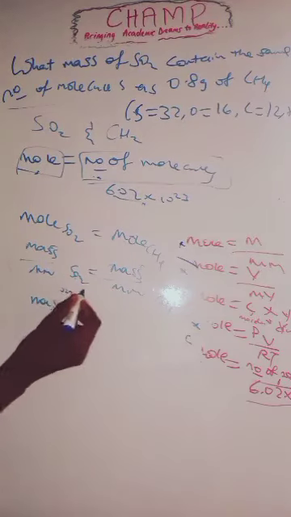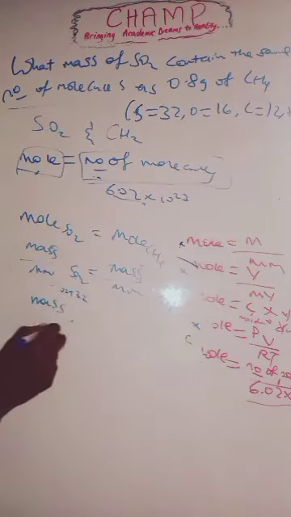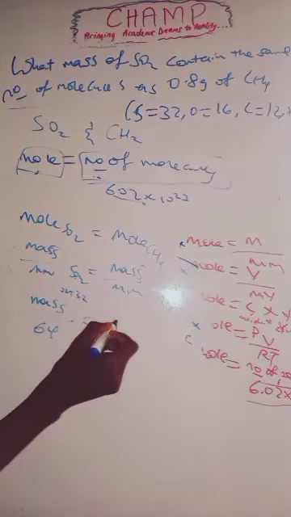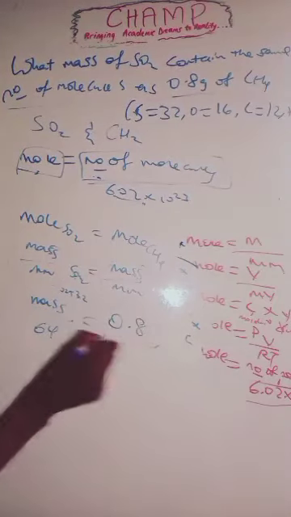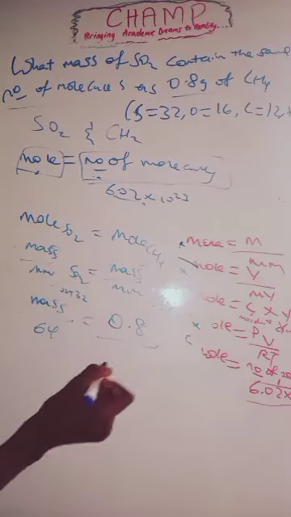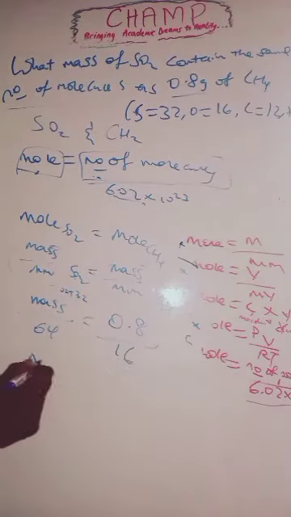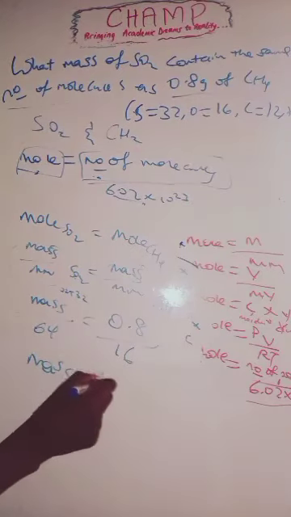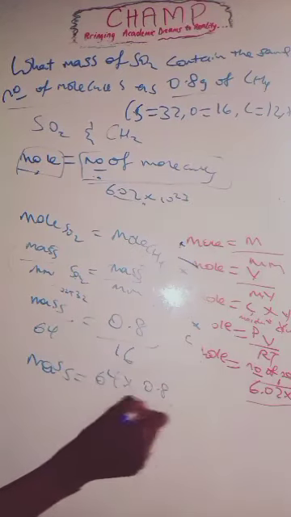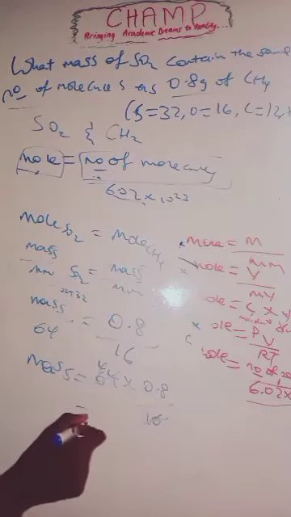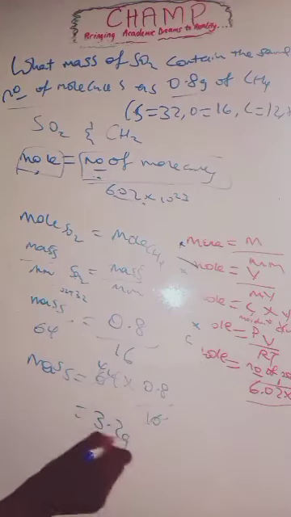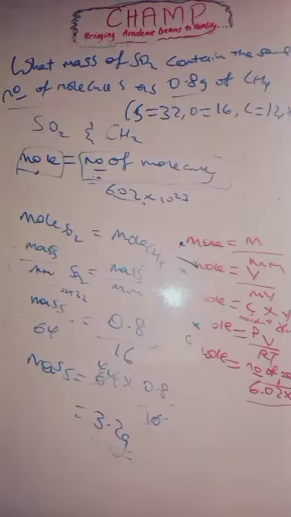Oxygen is what? 16 times 2 is 32. That's 32 over 64 is equal to... What's the mass of CH4? This is 0.8 over... what's the molar mass of CH4? 12 plus 4, 16. Mass is equal to 64 times 0.8 over 16. 16 into 64 is 4. 4 times 0.8, that's 3.2 gram. So that's just about that.